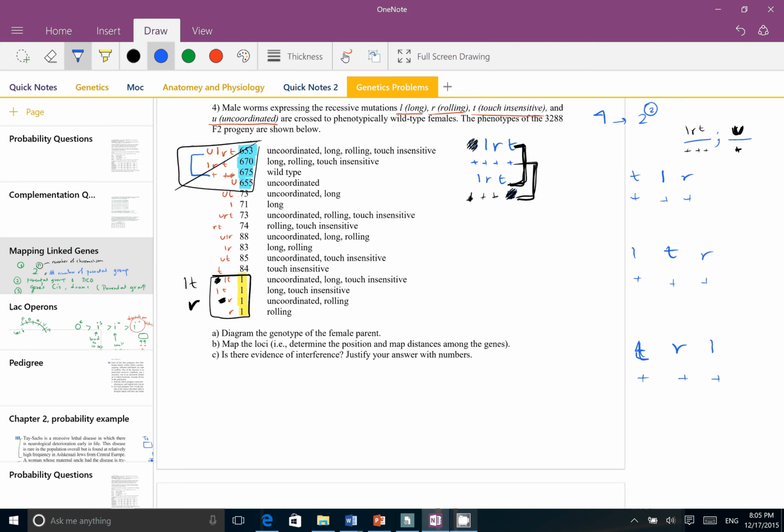And now let's perform the double crossover. I don't know if you can hear what's going on outside. My neighbors can be loud sometimes and funny, so ignore that, please.